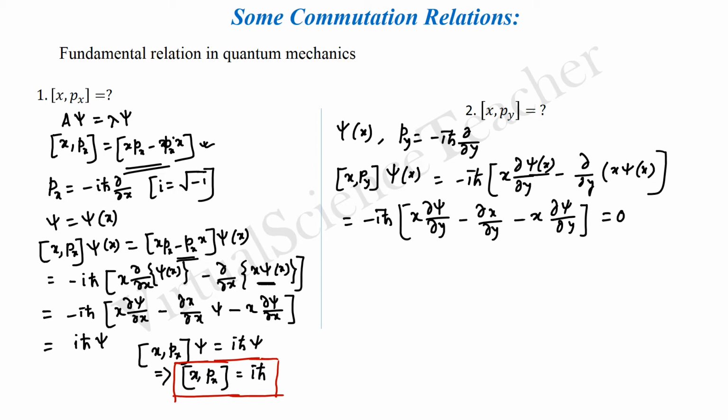Suppose psi is a function of y, then del psi del y has some finite value, and in that similar case, the first term and third term will cancel out. So if psi is a function of x, y and z, whatever the function, the commutation must be 0. That means the commutator of x and py equals 0. So what we have shown is that if we perform the commutation of a position and its linear momentum along the same axis, it will give us i h-cut, otherwise it will give us 0.